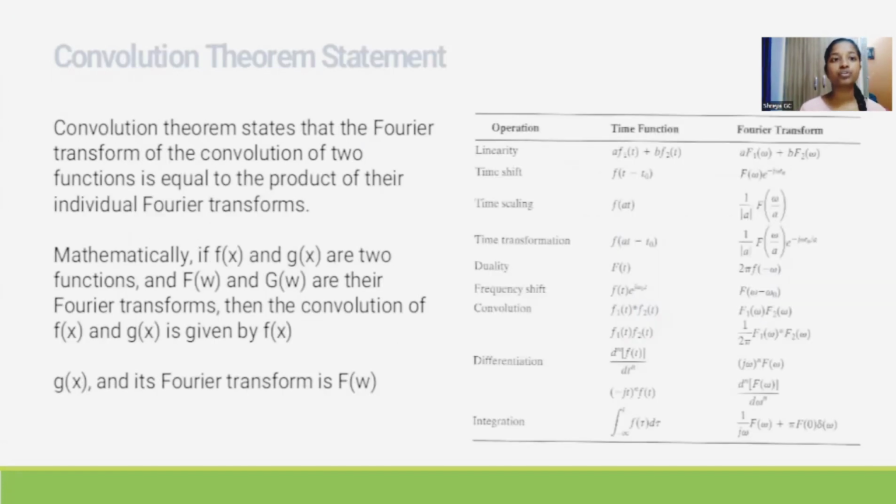Now we will discuss convolution theorem statement. Convolution theorem states that the Fourier transform of convolution of two functions is equal to the product of their individual Fourier transforms. Mathematically, if f(x) and g(x) are two functions and F(w) and G(w) are their Fourier transforms, and the convolution of f(x) and g(x) is given by f(x) * g(x) and its Fourier transform is F(w) G(w).